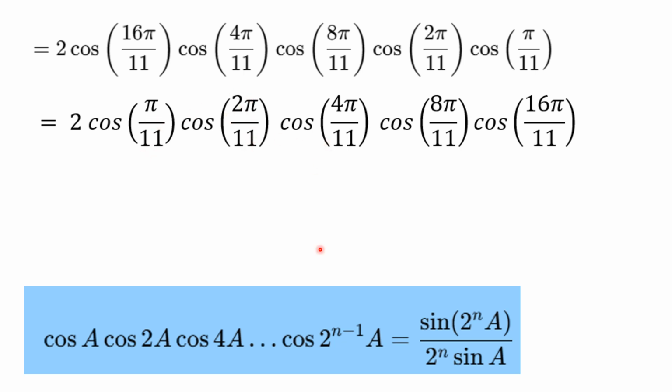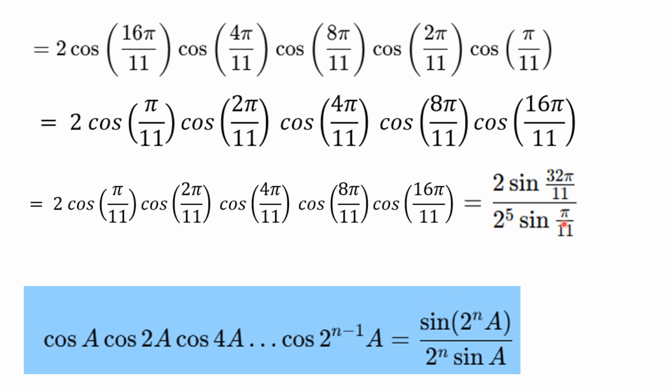When you apply this result, we get 2 sine of 32 pi by 11 by 2 to the power of 5 into sine pi by 11. You can notice 2 to the power of n means 2 to the power of 5 because we have 5 terms here. That is why we got 2 to the power of 5 pi by 11, which is 32 pi by 11. In the denominator, we have 2 to the power of n, that is 2 to the power of 5, and sine of pi by 11 because a is pi by 11 here.